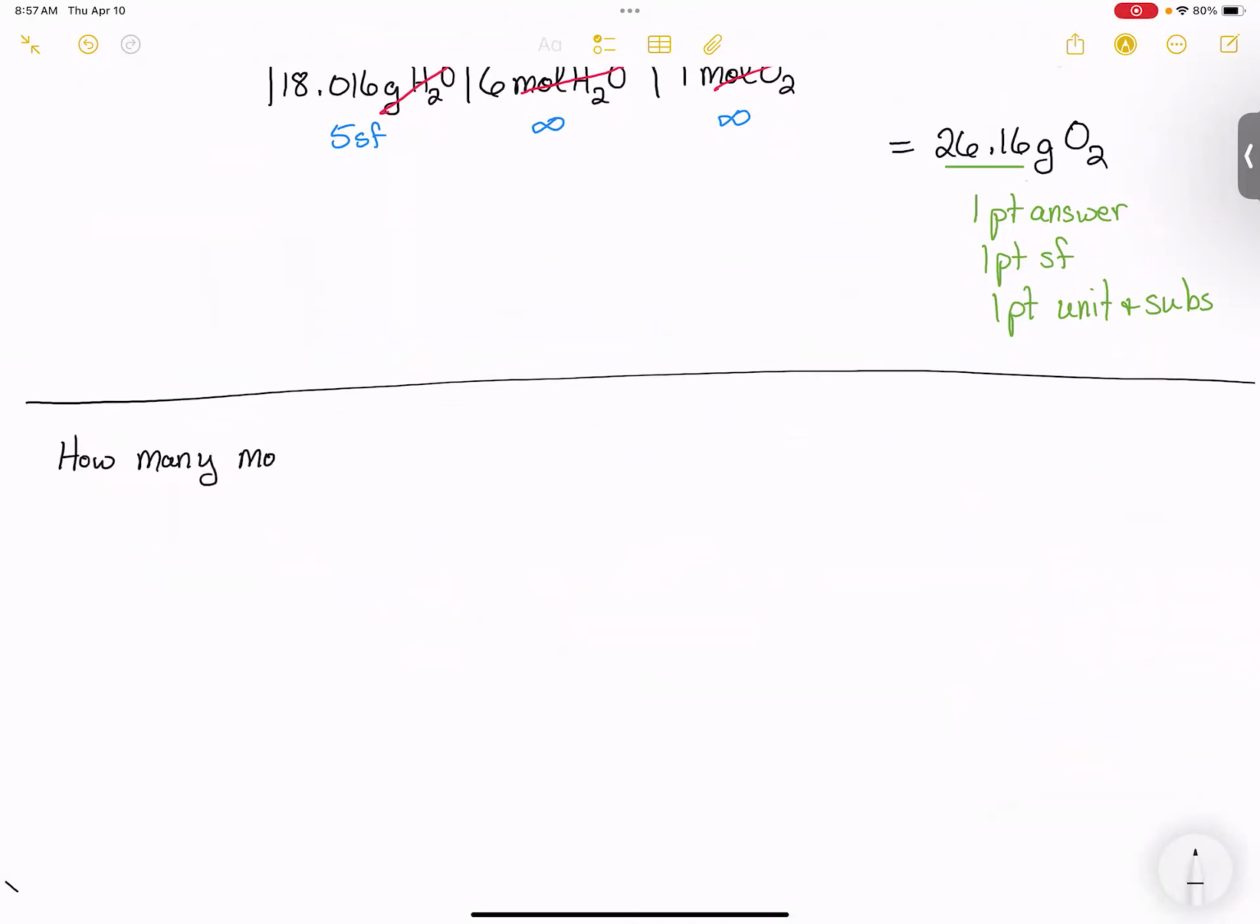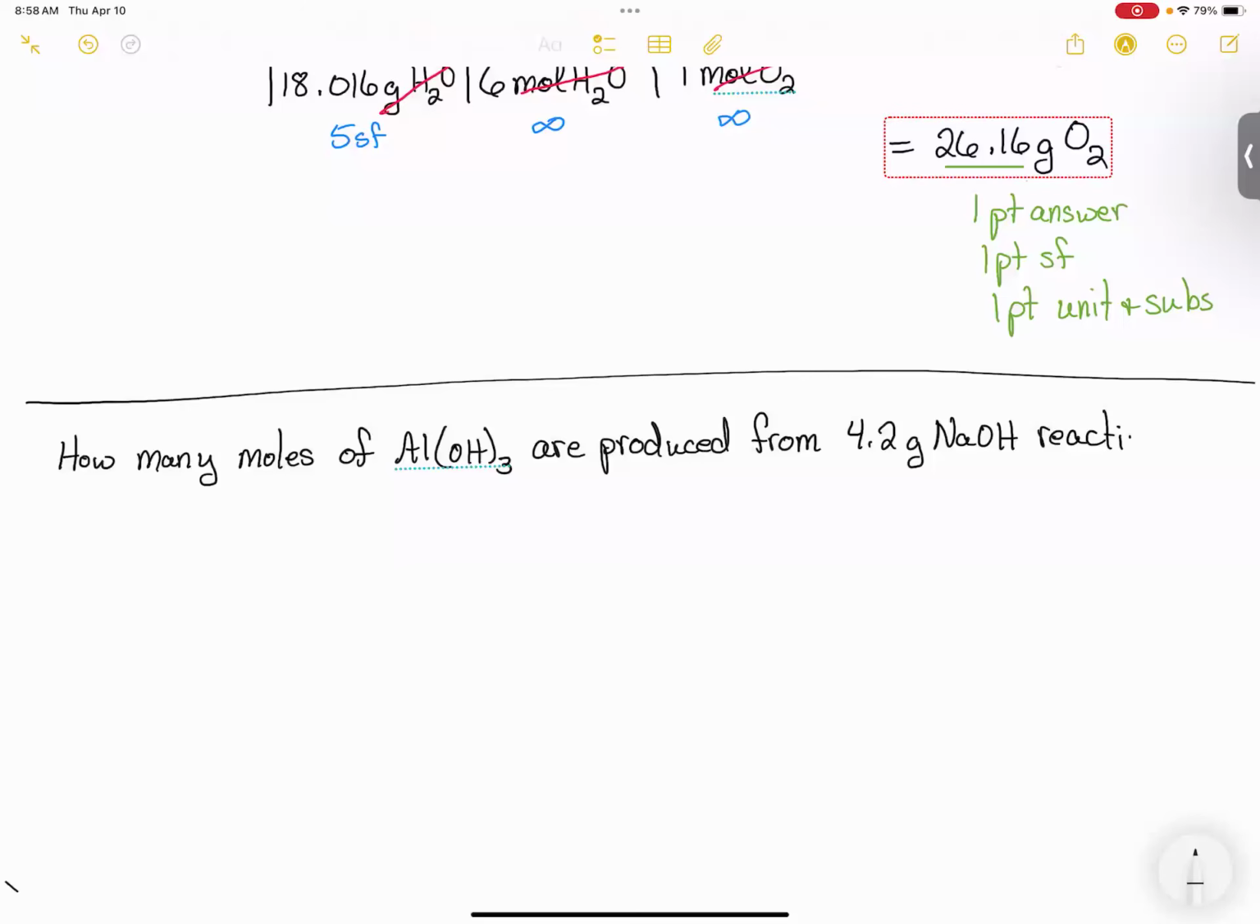How many moles of aluminum hydroxide are produced from 4.2 grams sodium hydroxide reacting with excess aluminum hydroxide. No, excuse me, aluminum sulfite.